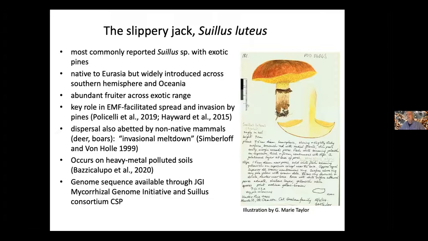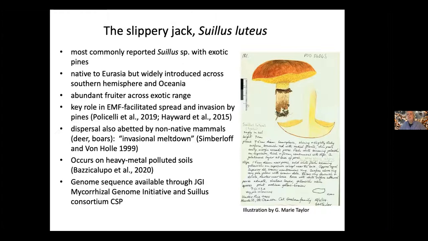We know that it's likely to have originated in Europe, and we know that these radiata forests have been introduced all over the world. Suillus luteus in particular has been fingered numerous times as a key fungus which facilitates invasion by pines, especially in South America and in New Zealand. And in some cases, the dispersal of these suilloid fungi is assisted by other introduced exotic mammals such as deer and boars, leading to a complete invasional meltdown in these forest systems.